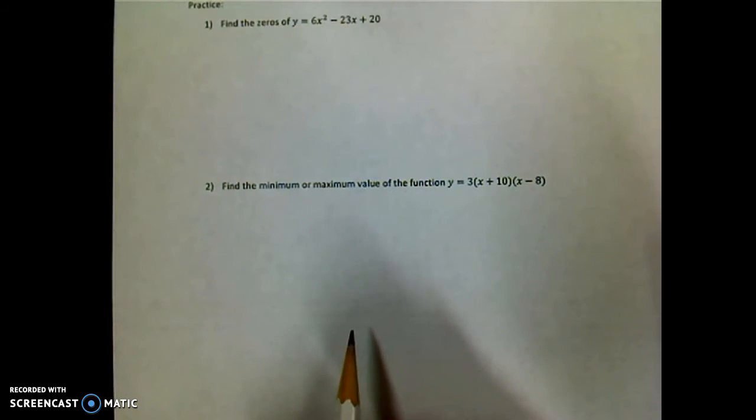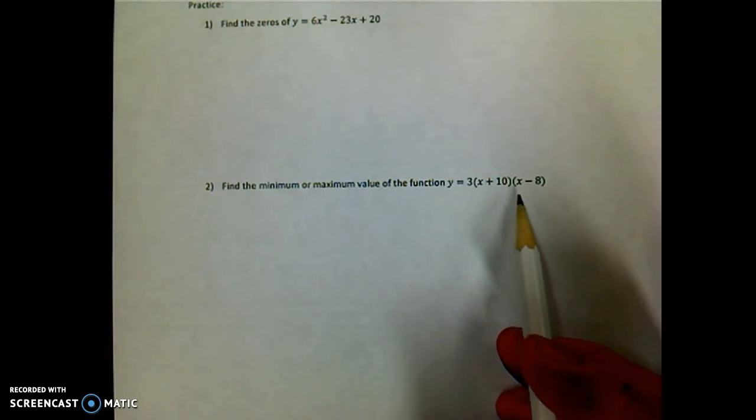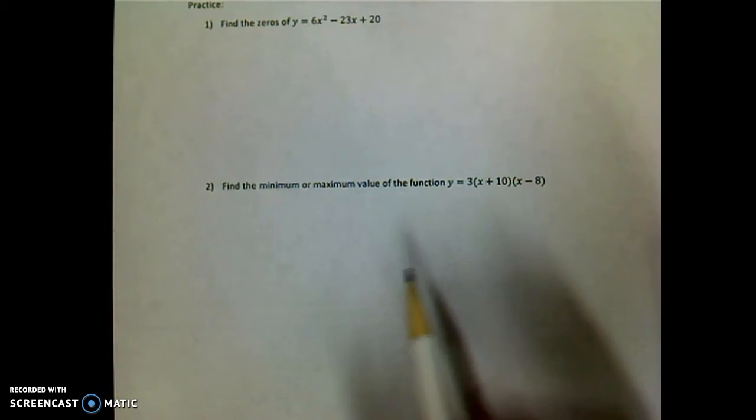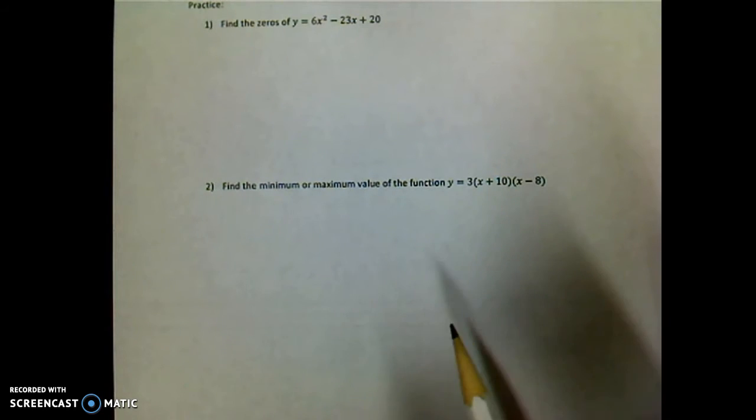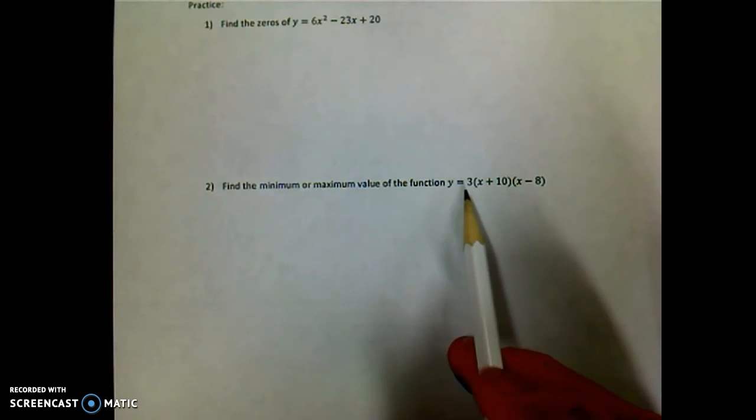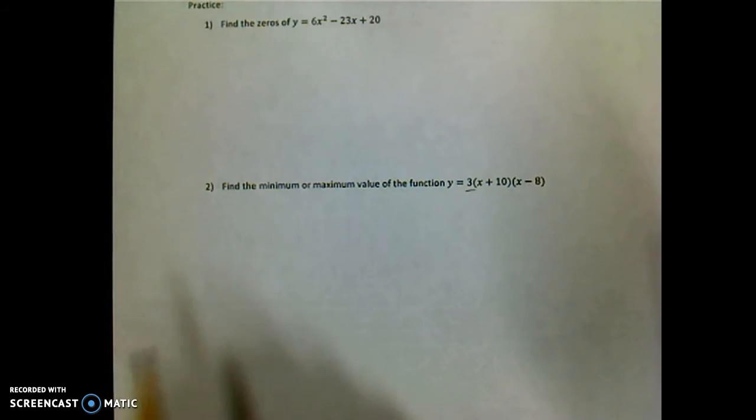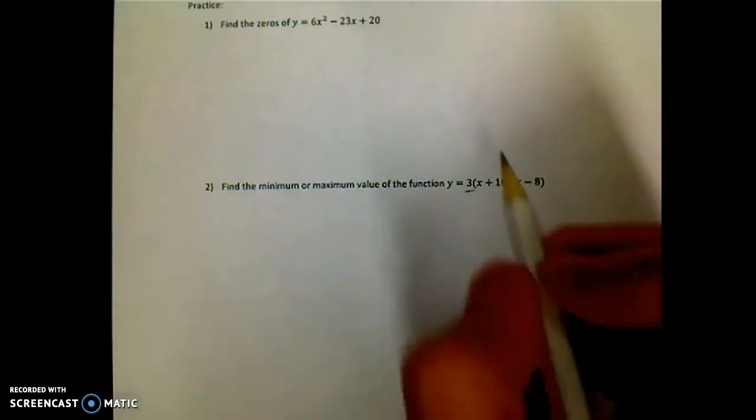Also in this section, we took a look at maximum or minimum value of a function, which we remember is the y-coordinate of the vertex. If the graph opens down, that's a maximum. The vertex is at the top of the graph. If the graph opens up, the vertex is at the bottom. That's a minimum. How do we know? We take a look at the a value. The a value is positive. It opens up. We have a minimum. If it's negative, it opens down. We have a maximum. This is vertex form.